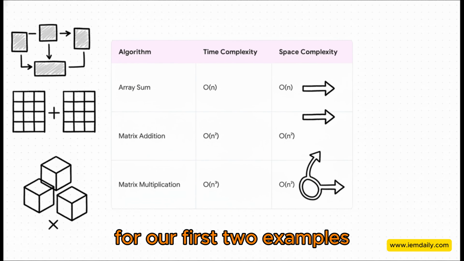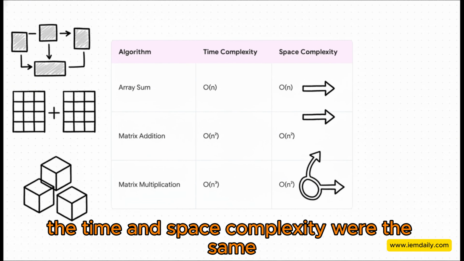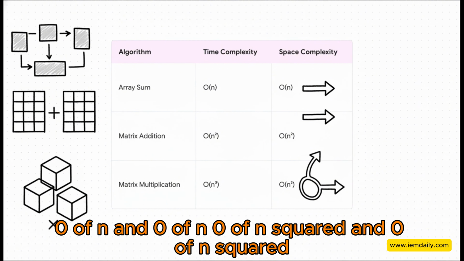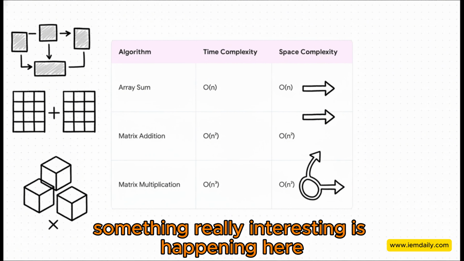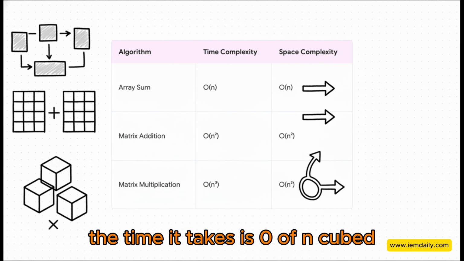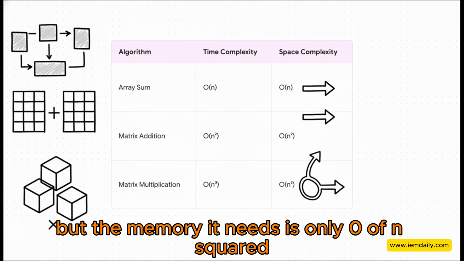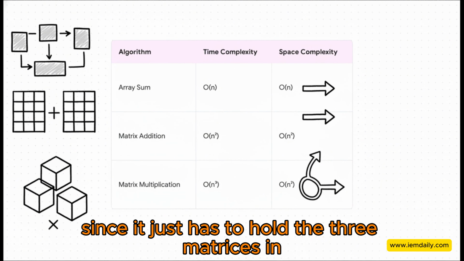For our first 2 examples, the time and space complexity were the same, O of n and O of n, O of n squared and O of n squared. But look at matrix multiplication. Something really interesting is happening here. The time it takes is O of n cubed, but the memory it needs is only O of n squared, since it just has to hold the 3 matrices in memory.